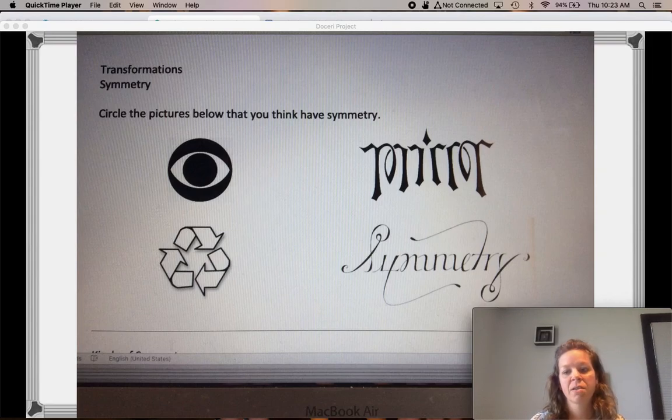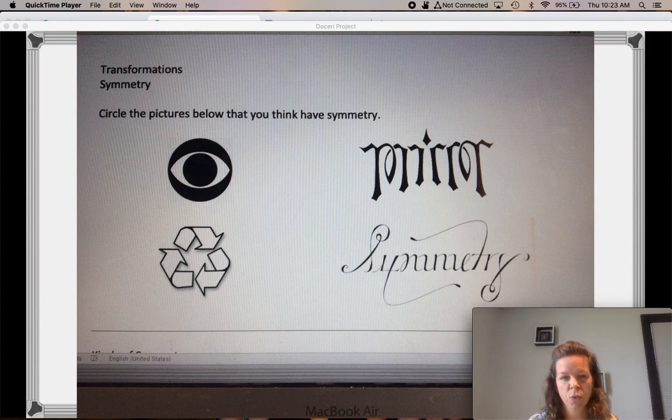Talk about the idea of symmetry. So symmetry can be loosely defined as having a figure that has a match in some way, that there's something that we can do to it that will create a completely congruent and matching figure. So there are a couple different kinds of symmetries.